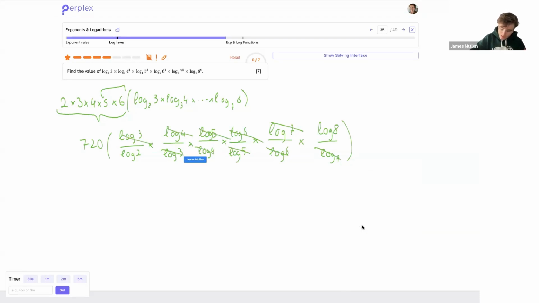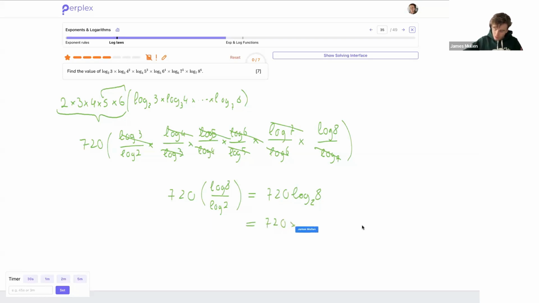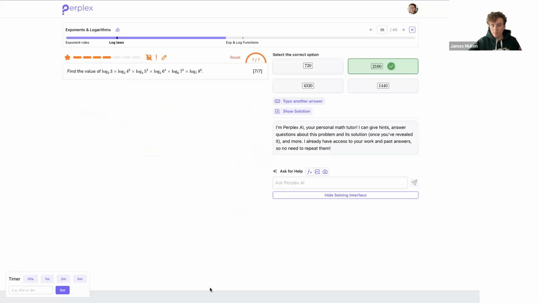And all I'm left with is 720 log 8 over log 2, which is the same thing as 720 log base 2 of 8. And log base 2 of 8 is 3, so this is 720 times 3, which is going to give me 3 times 700 is 2,100, and 3 times 20 is 60, so 2160 is the answer. 2160.